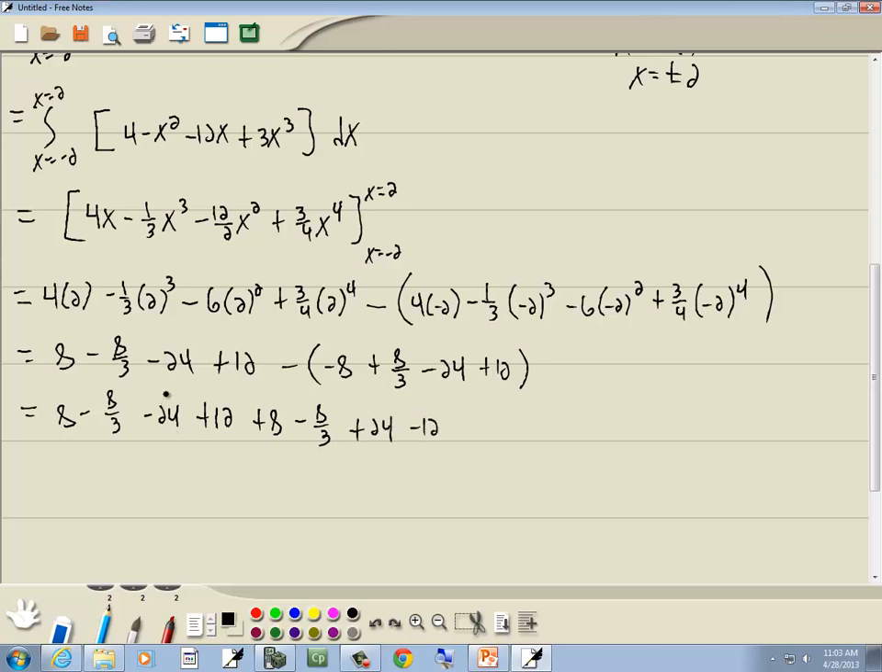Now I didn't go ahead and combine anything together because I saw some of these were going to cancel. 24s are gone and 12s are gone. So we got 8 plus 8 is 16 minus 16/3. 16 times 3 is 48 minus 16 is 32/3, if I didn't make a basic math error somewhere. That's our answer.